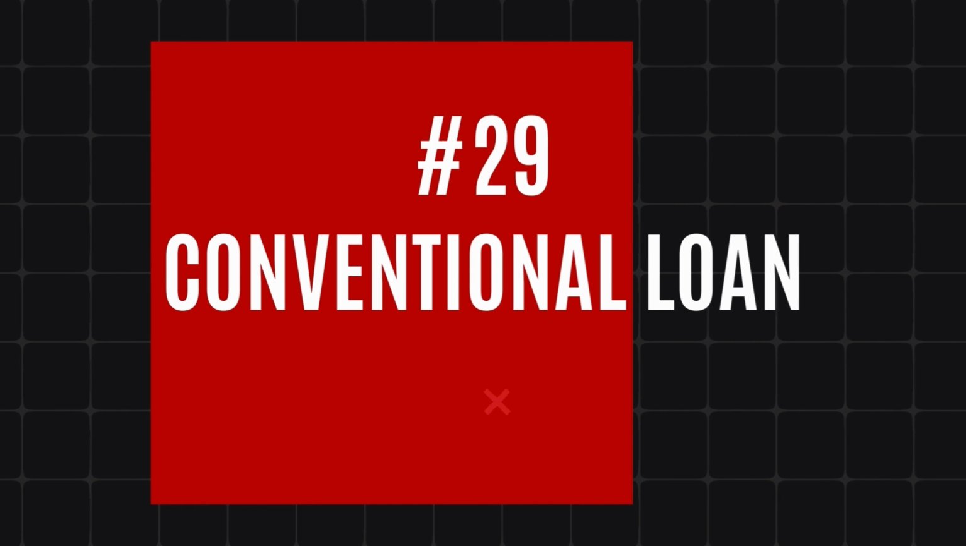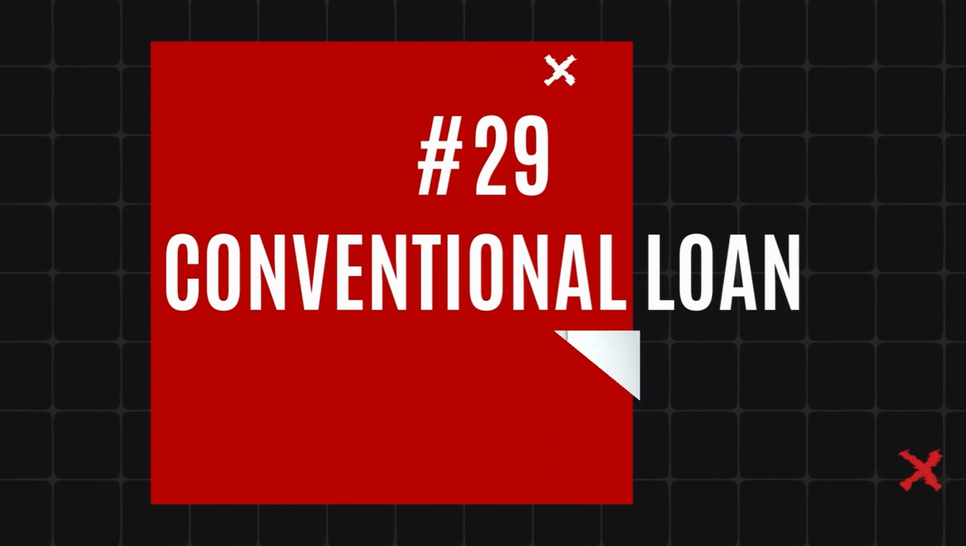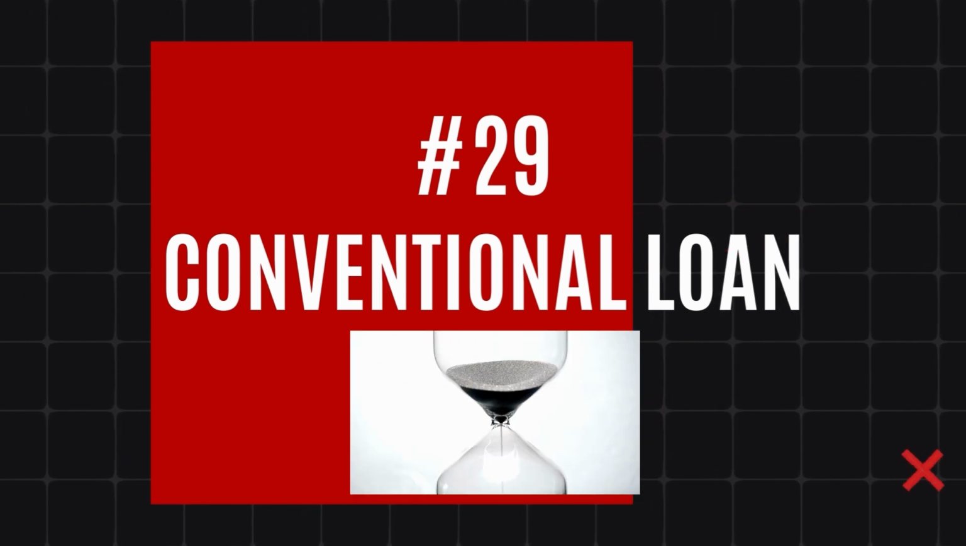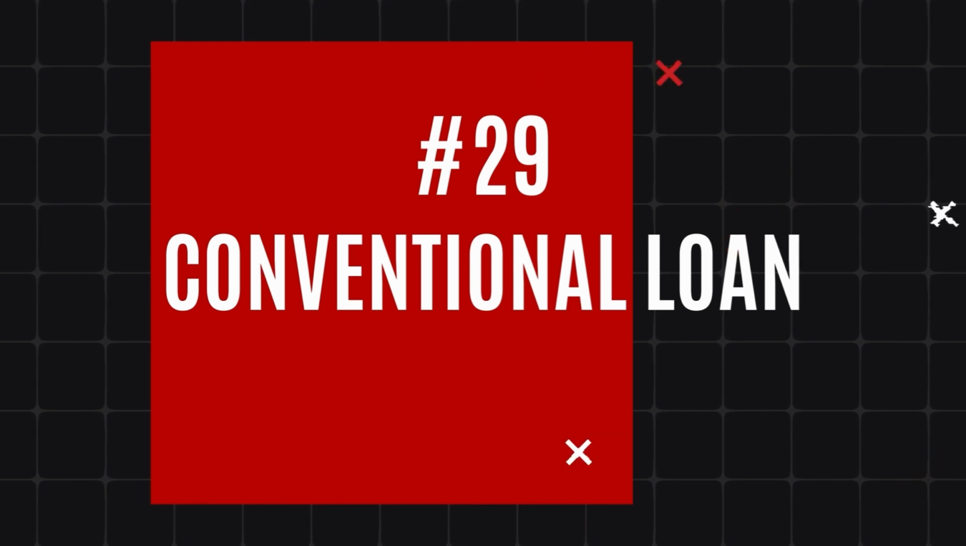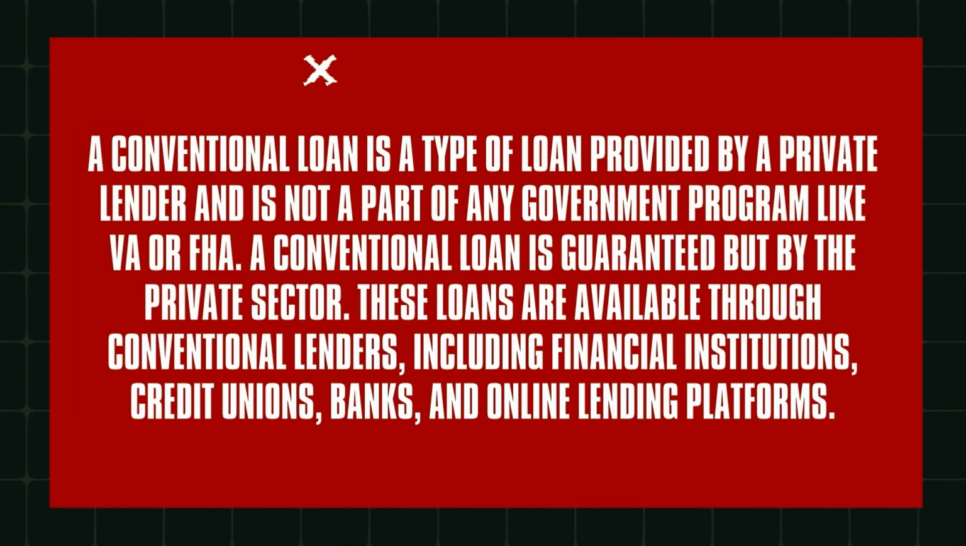Conventional loan. Take a couple of seconds and think this through. A conventional loan is a mortgage provided by private lenders, such as banks or credit unions, without government backing. These loans, available through various lending institutions, typically require good credit and a down payment, offering an alternative to government-backed options like FHA or VA loans.